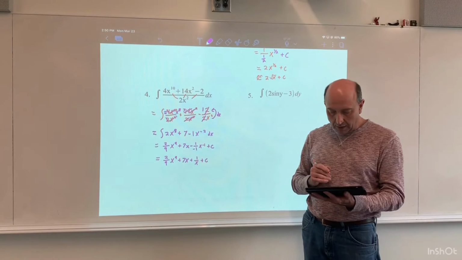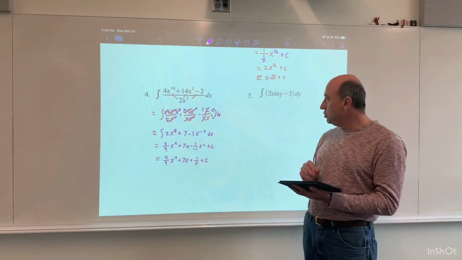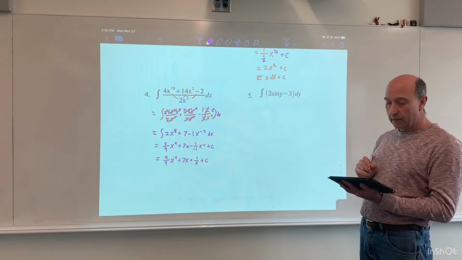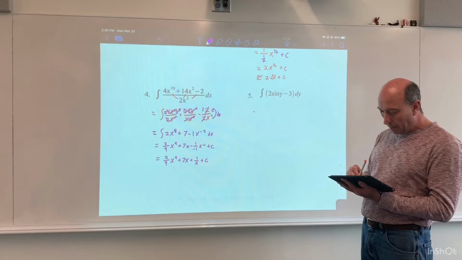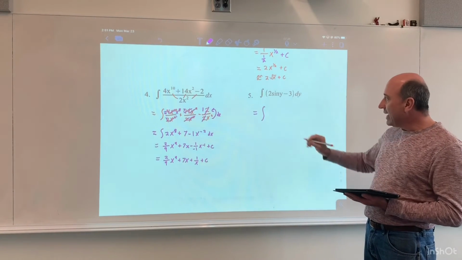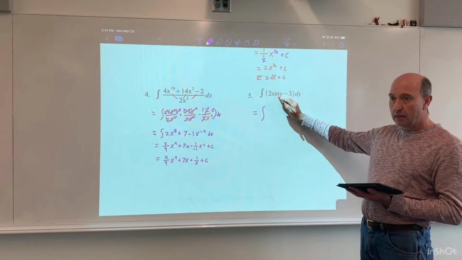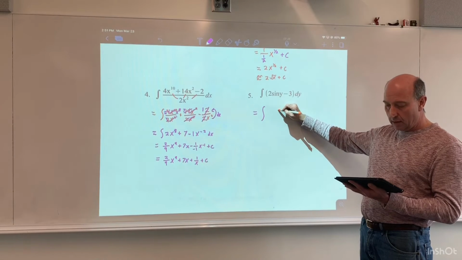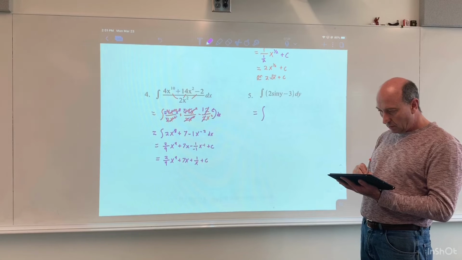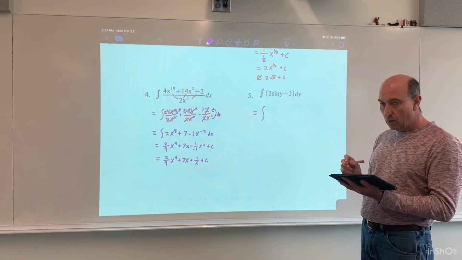Okay, let's try the next one. The antiderivative of 2 sine of y minus 3 with respect to y. Ooh, tricky. Okay, it looks fine. Now, the antiderivative of the sine is the cosine. Or it's the negative cosine. Wait, we need to check.